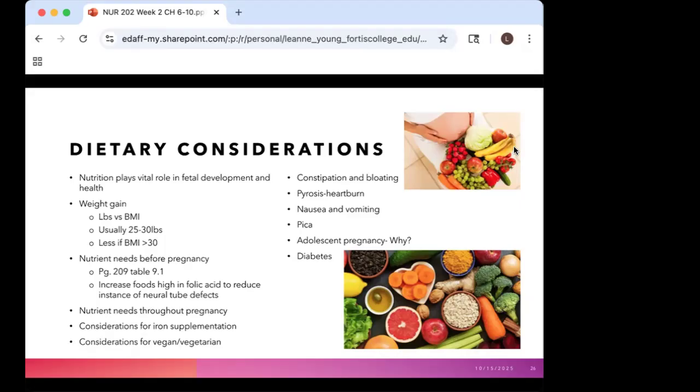Why do you think we would need to have an increased consideration for adolescent pregnancy dietary intake? Why would we be worried about our adolescent population?